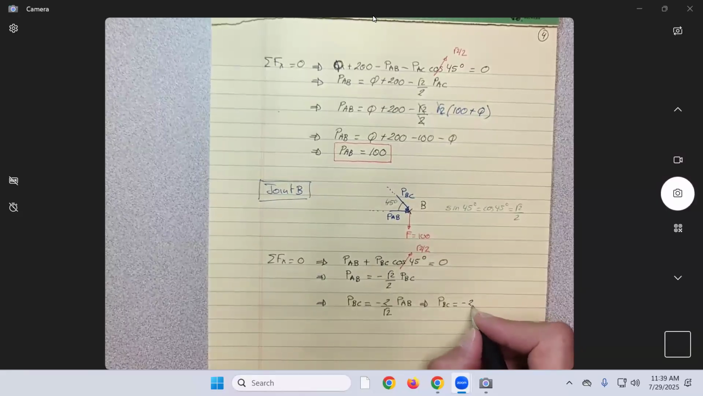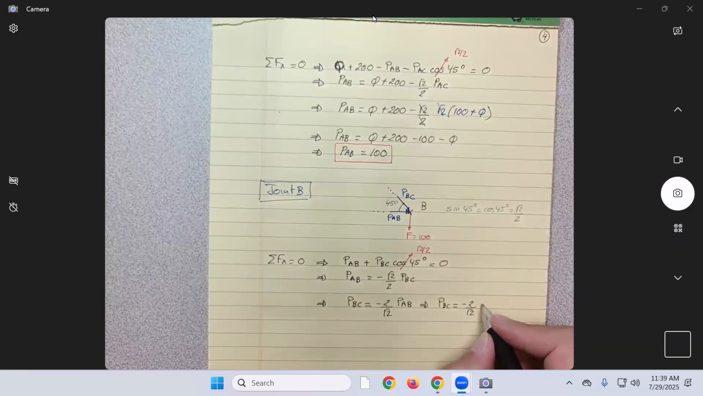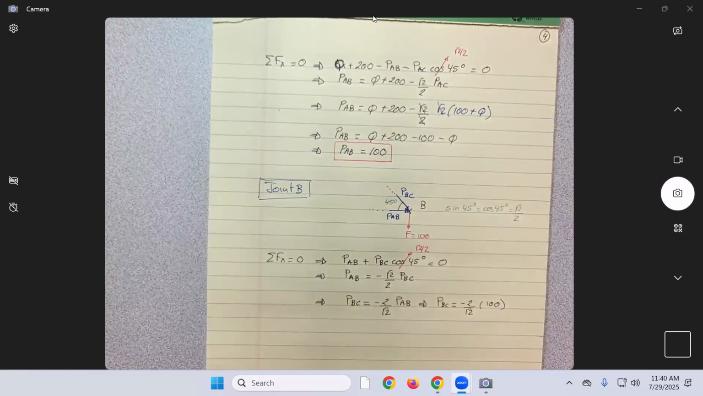Minus 2 over square root of 2 times 100. Or if we multiply top and bottom by square root of 2, what do we end up with? Minus 100 square root of 2. Okay, you can leave it in this form, it doesn't matter. Just I try to simplify as much as I can.